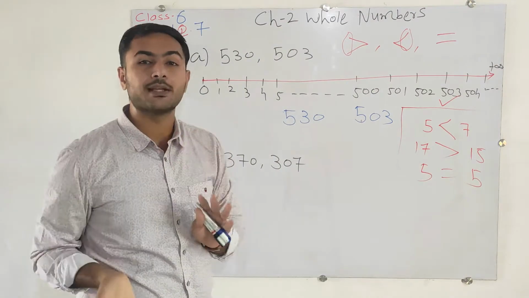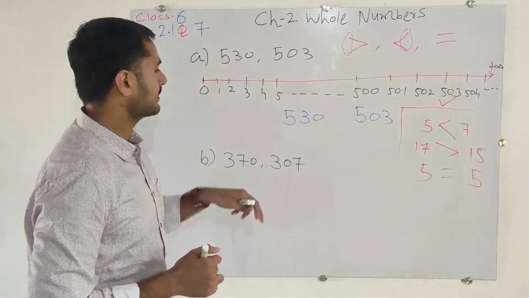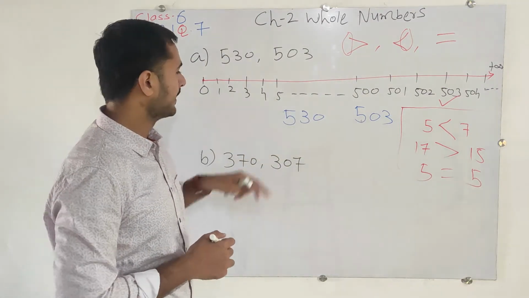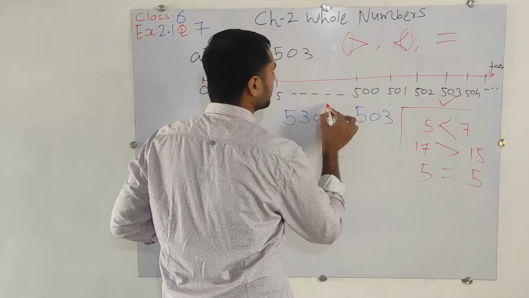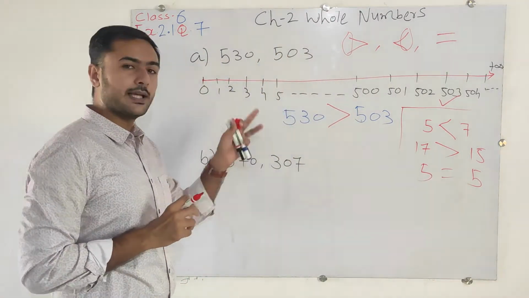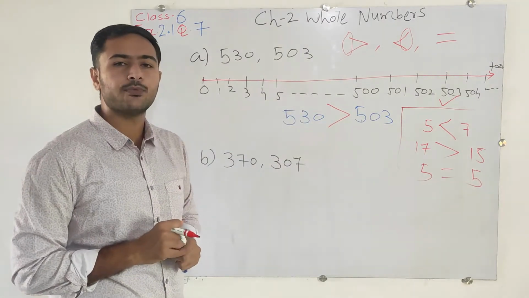In both these we can speak. Fine. Now again, I just have to put the sign over there. Just identify which is the bigger one. Oh, this is the bigger number. Okay. Now I have just put the bigger side, give the bigger side to 530. So we can say that 530 is greater than 503.